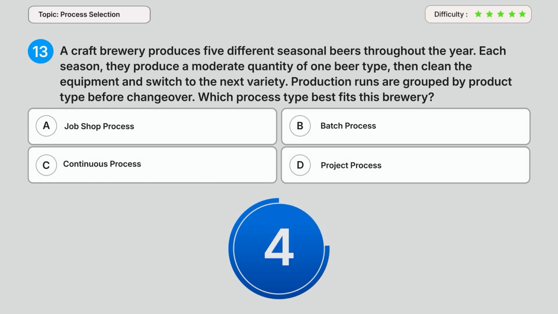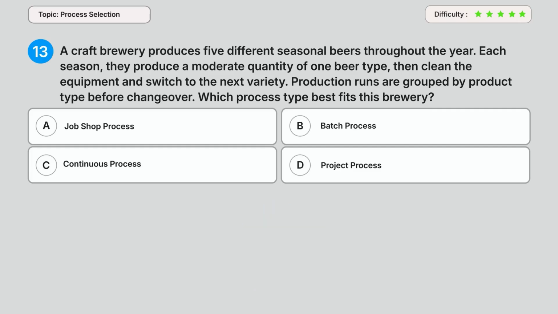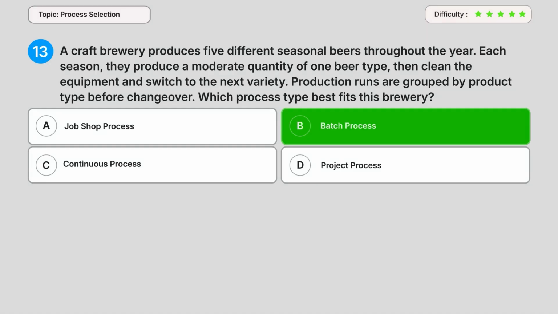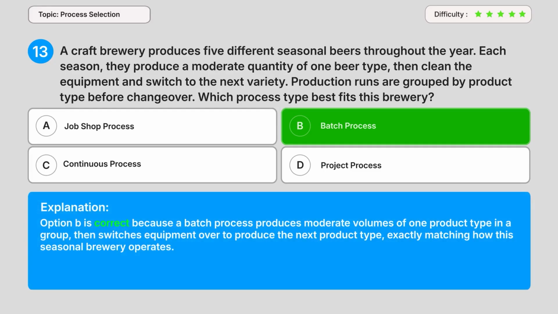Can you guess the answer? Correct answer, B. Batch process. Explanation: option B is correct because a batch process produces moderate volumes of one product type in a group, then switches equipment over to produce the next product type, exactly matching how this seasonal brewery operates.